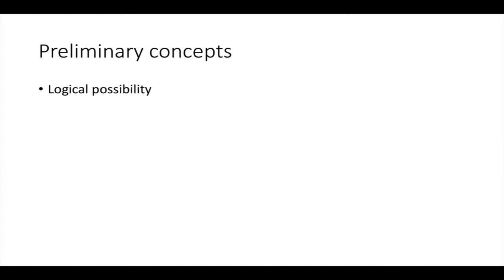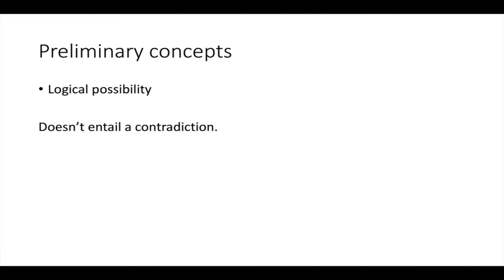The next concept is logical possibility. So for something to be logically possible, and again, possibility was part of the definition of logical consistency, for something to be logically possible means it doesn't entail a contradiction. And a contradiction is when you both assert and deny that something is the case. Okay, that would be contradictory.